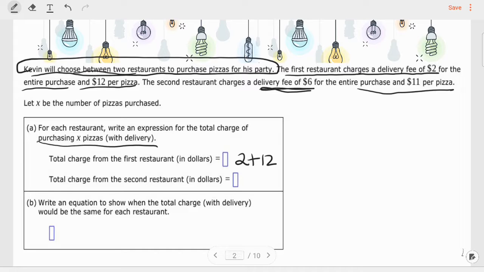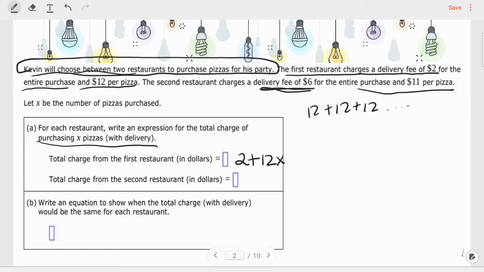But since I don't know how many pizzas Kevin's going to be purchasing, I'm going to remember that 12 plus 12 plus 12 plus however many 12s is repeated addition, and I'm going to write an X after it, saying if he bought 3 pizzas, I would times by 3. If he bought 5 pizzas, I would times by 5. So we would say 12 times X. And that would be my expression for restaurant 1.